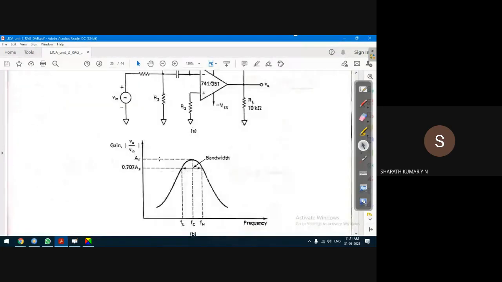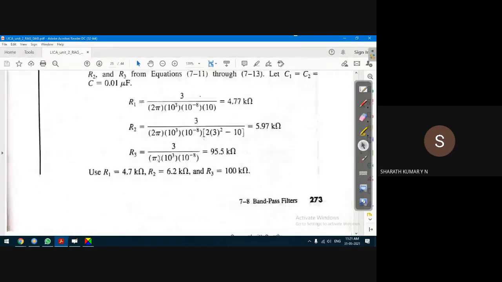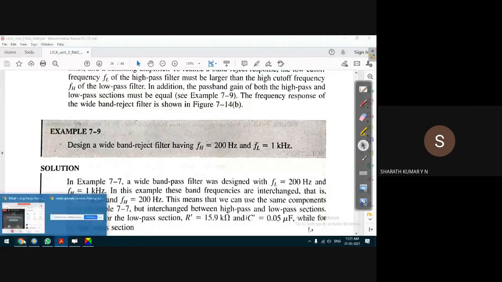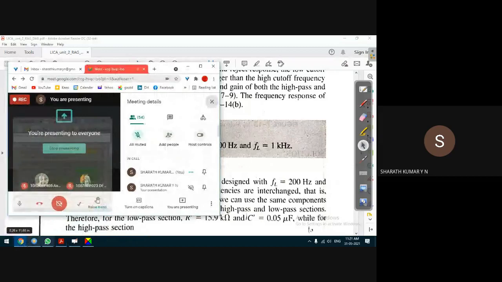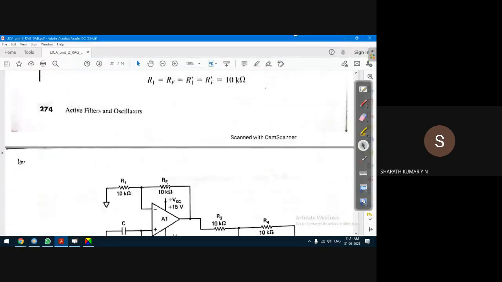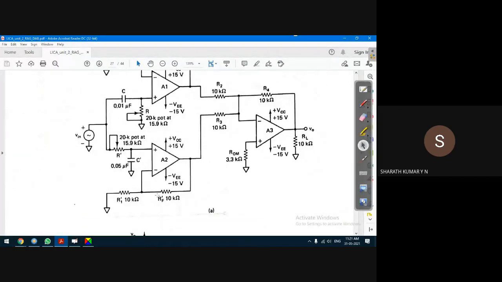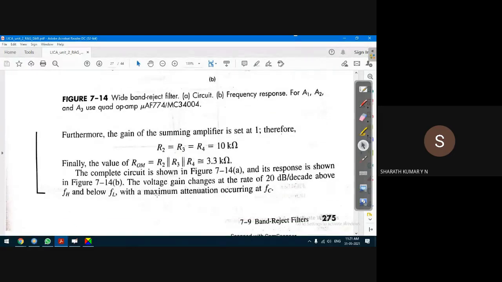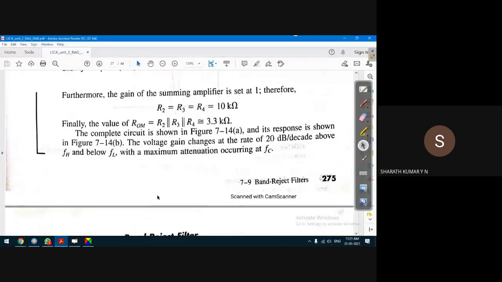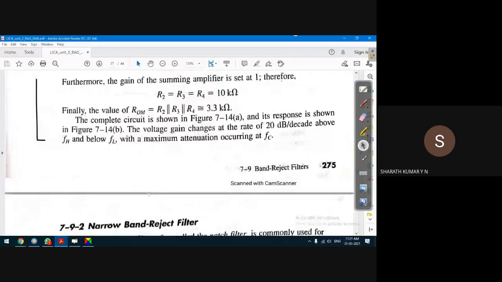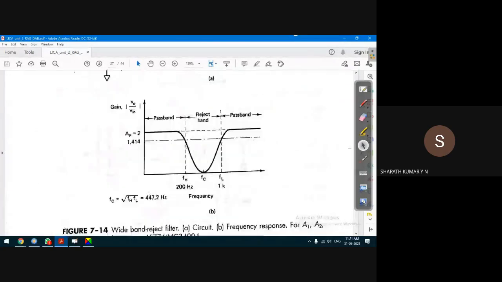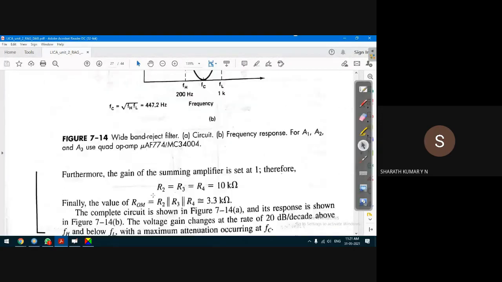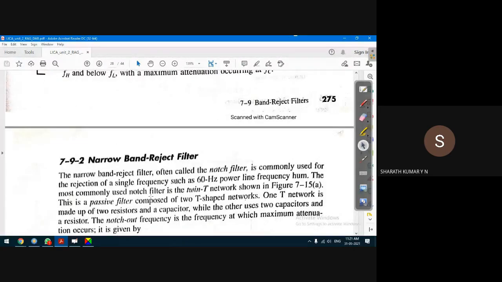Band reject filter. Yeah, wideband reject filter. I think we discussed this numerical problem also. Yeah, this we discussed. Okay, let us jump to narrowband.